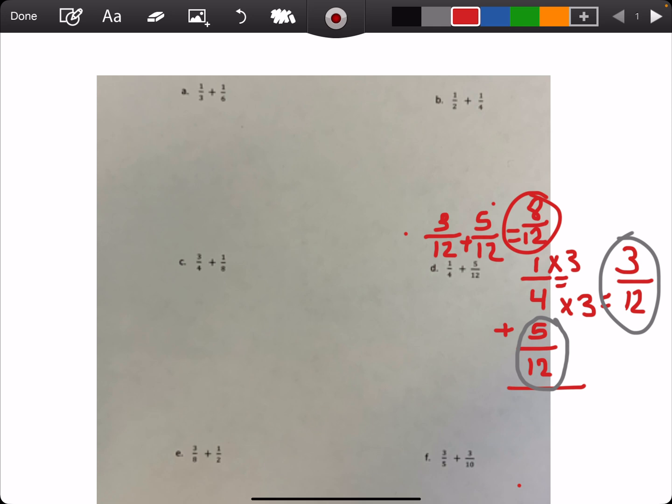Okay, I'm not going to do E and F. You could try E and F on your own, but I feel like I've done these first 4, and hopefully that could help you when adding fractions and realizing that you have to find a common denominator.